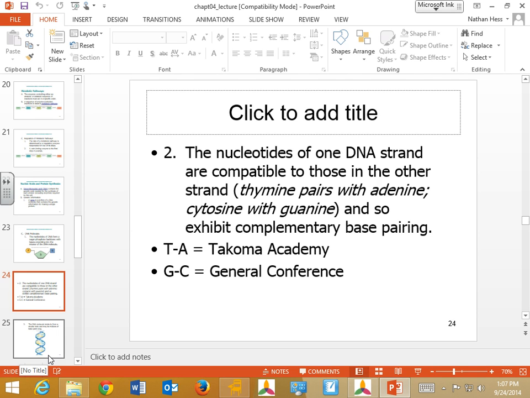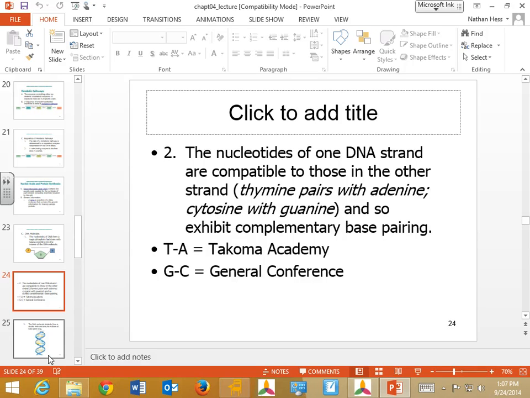All right, so the nucleotides, that's what we call these bases. They come in pairs, right? First, you have T and A that go together. T is thymine, A is adenine. You remember this from biology, right? C is cytosine, G is guanine.